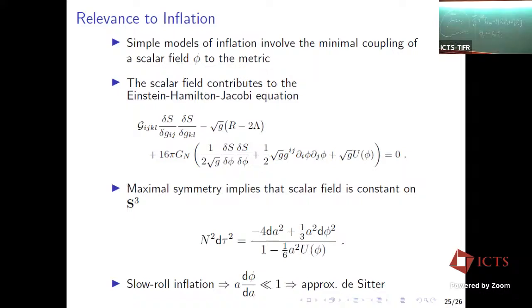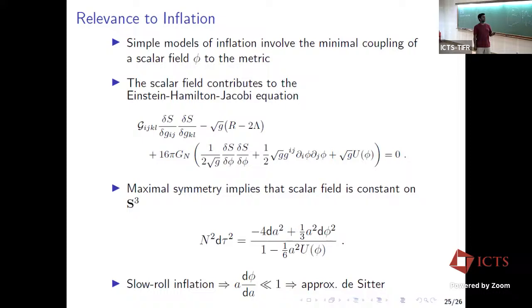And then we can also imagine coupling the metric on sigma to some matter degrees of freedom. For example, in models of inflation, people usually look at minimal coupling of a scalar field to the metric. The scalar field contributes to the Einstein-Hamilton-Jacobi equation this way. So there is an additional contribution, which again is essentially the T00 component of the stress tensor. Suppose we still work in a maximally symmetric situation, which implies that the scalar field is constant on S3. So the magnitude of the scalar field depends only on where we are on the path, but not where we are on the spatial manifold. The appropriate formula for d tau comes out to be this.